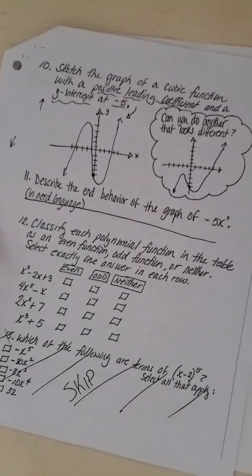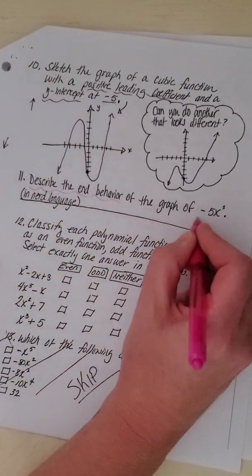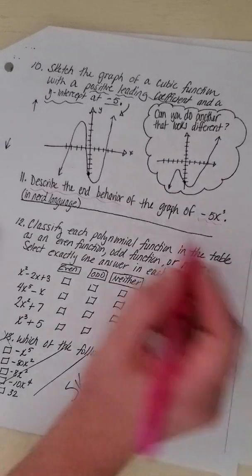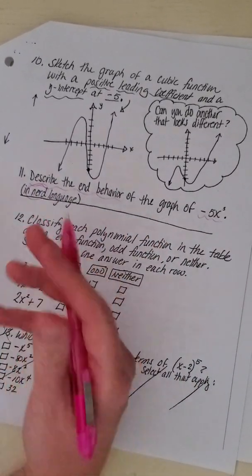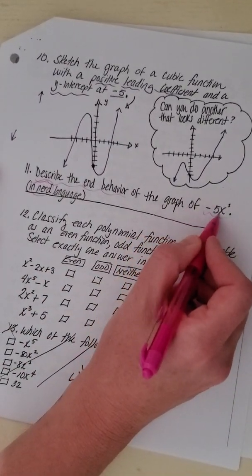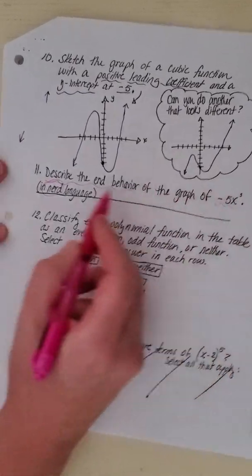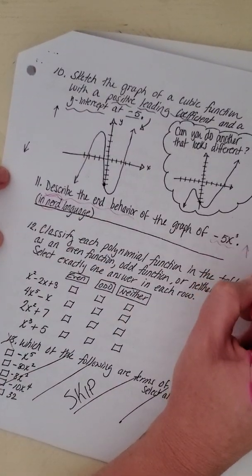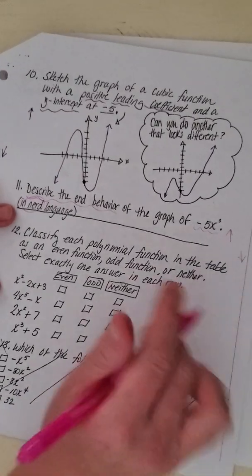All right, final one, number 11. It says, describe the end behavior of the graph -5x to the third. It says in nerd language. So what they're talking about is the formal language. For this graph, it is a cubic and it has a negative leading coefficient. So it'll actually be the opposite of the previous problem. It will be increasing to the left and decreasing to the right. And so the language they're looking for is this.